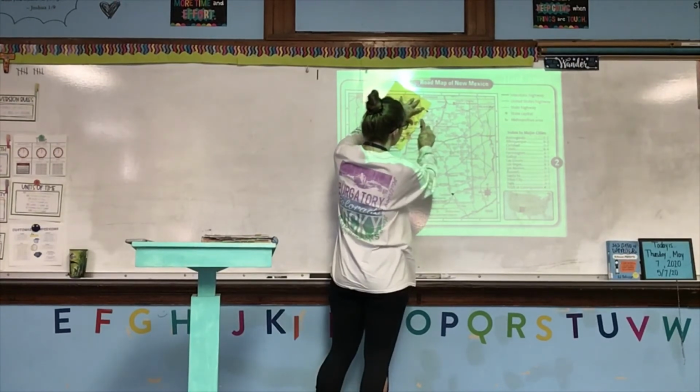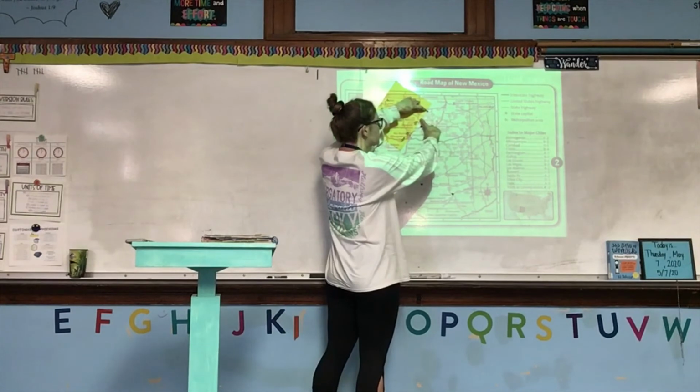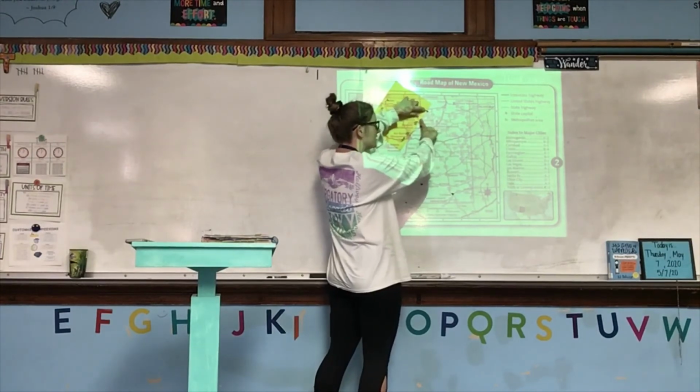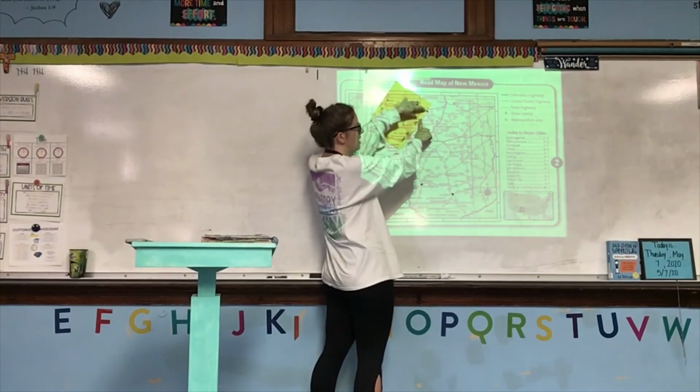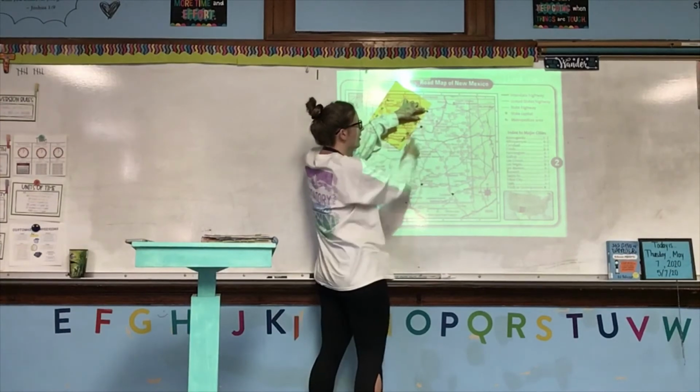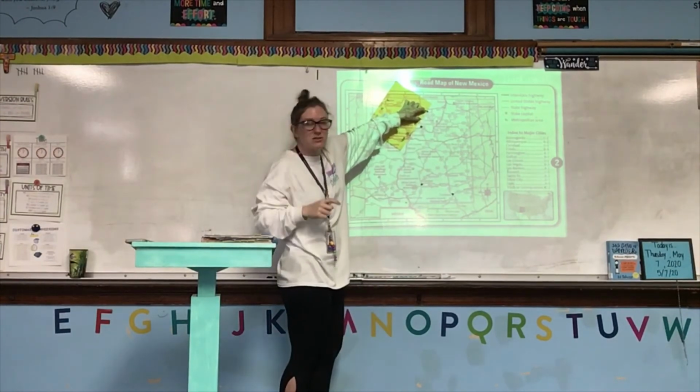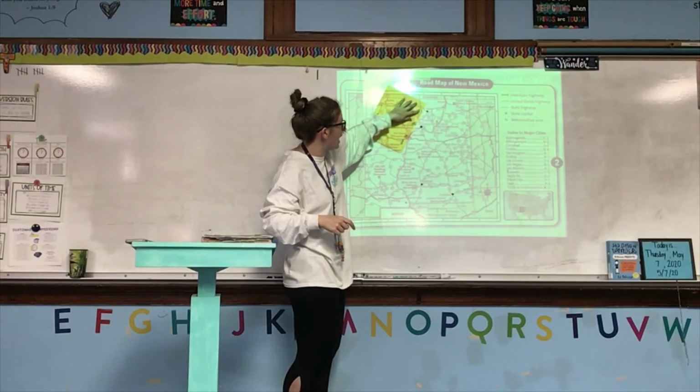And we can see Chimayo is about right here. So from Taos to Chimayo is about 30 miles. So we need to remember that. Taos to Chimayo is 30 miles.